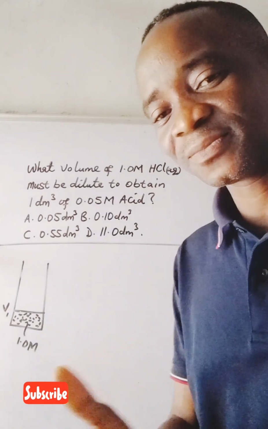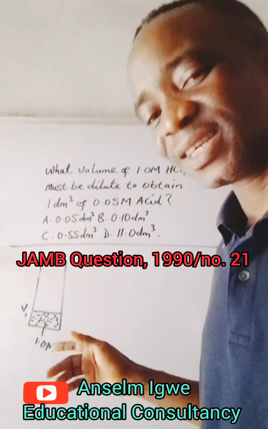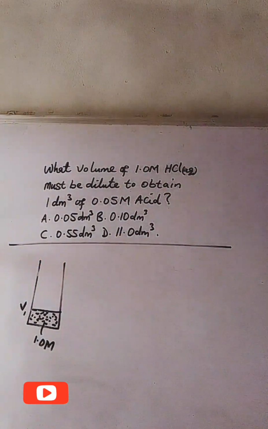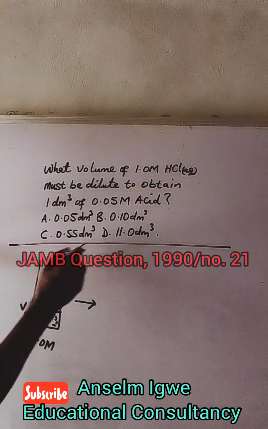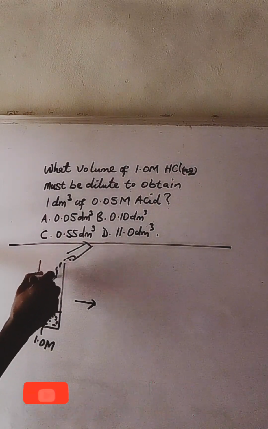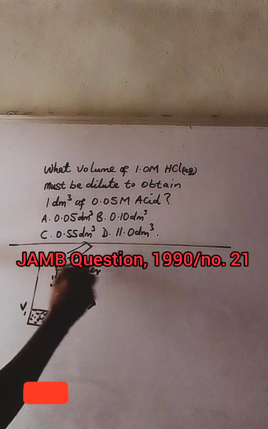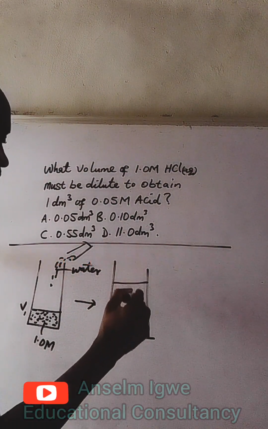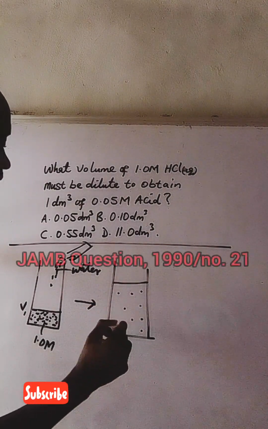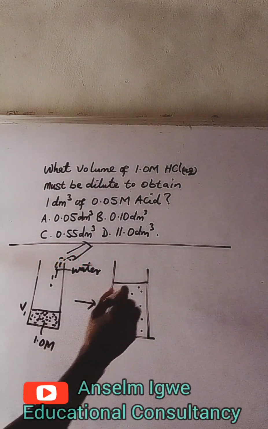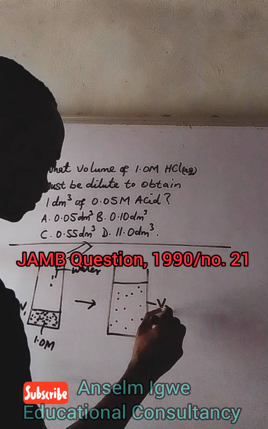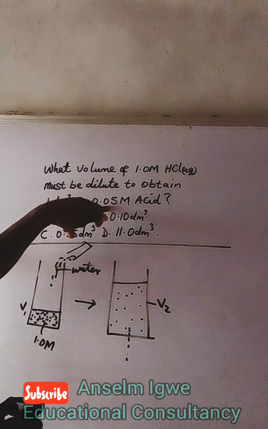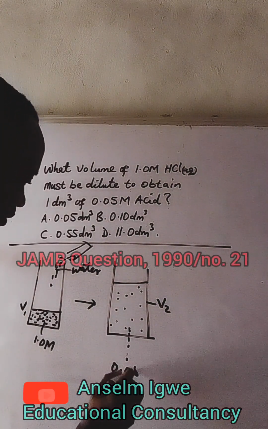Now, for you to dilute the acid, what do you do? You pour more water. And as you are pouring more water, the volume will increase, let's say to this point. And what happens to the concentration? The concentration will decrease. This is V2. Look at it here, it has already decreased to 0.05 molar.